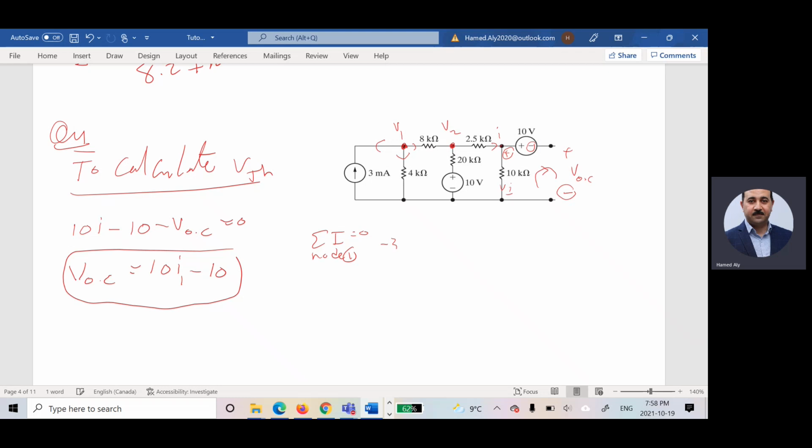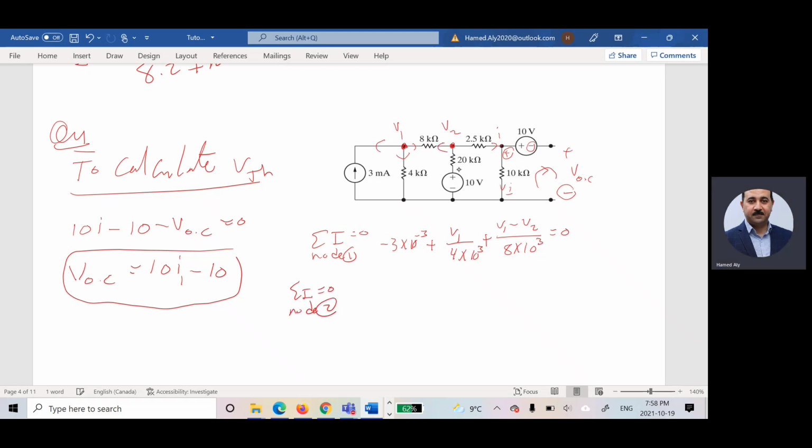So negative 3 milli plus V1 over 4 kilo plus V1 minus V2 divided by 8 times 10 to the power 3. This guy is equal to 0. Then summation of the current for node 2 is equal to 0.